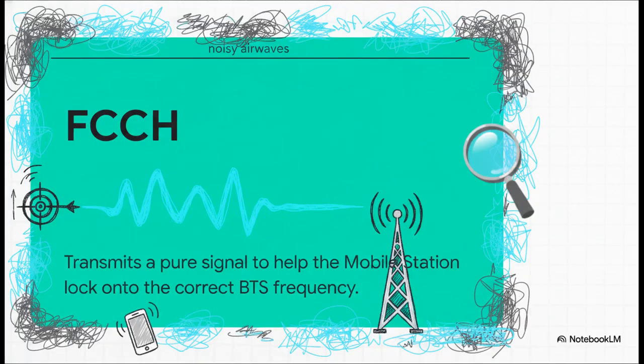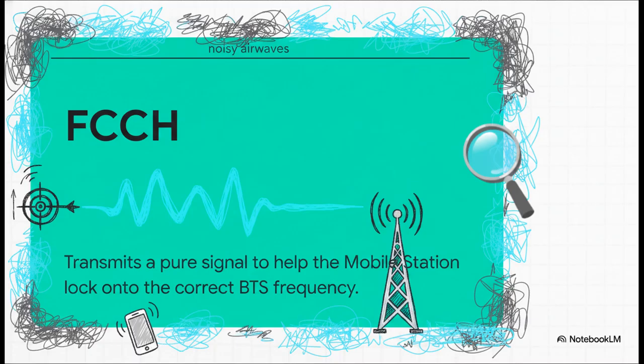Shifting gears over to the control channels branch, we have the downlink-only broadcast channels. These essentially act as the lighthouses of the cellular network. They're sent out continuously from a single base transceiver station to every single mobile device roaming within its coverage area. Now, the very first broadcast beacon your phone looks for is the Frequency Correction Control Channel, or FCCH. You can think of the airwaves as a chaotic, incredibly noisy room. The FCCH transmits this pure, unmodulated signal. It's essentially a tuning fork.